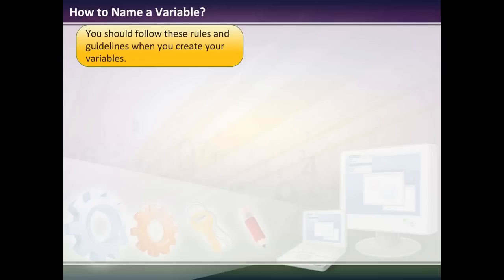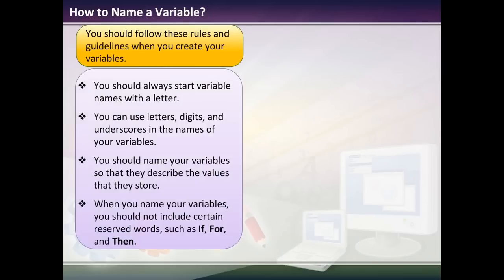So how do you name a variable? Well, here are some rules, or guidelines if you want to think of them that way, that will help you when you create your variables. You should always start the variable names with a letter. You can use letters, digits, and underscores in the names of your variables. You should name your variables so that they describe the values they store.